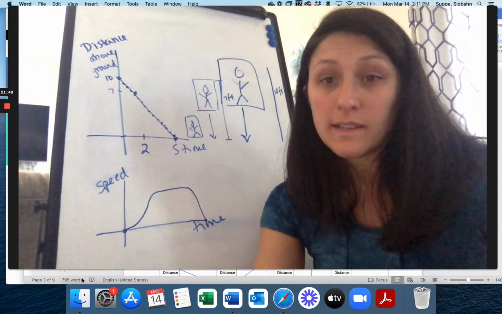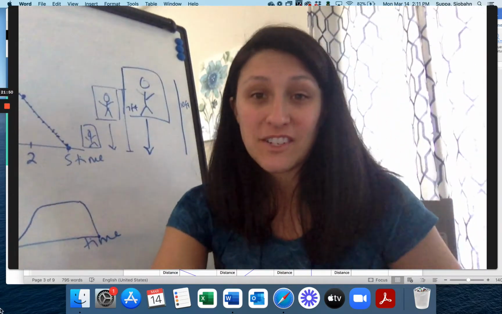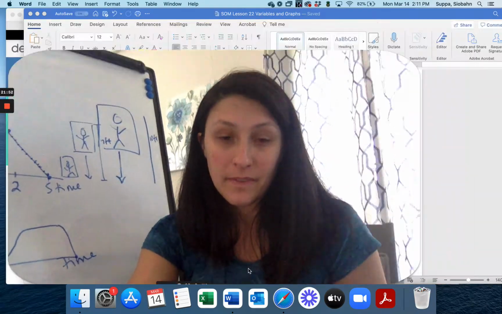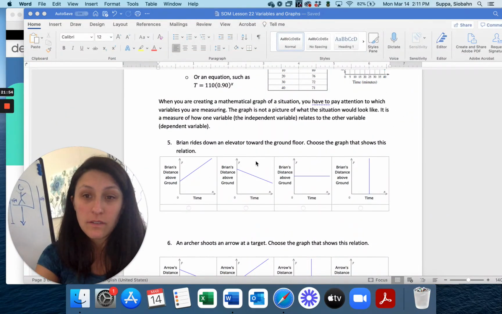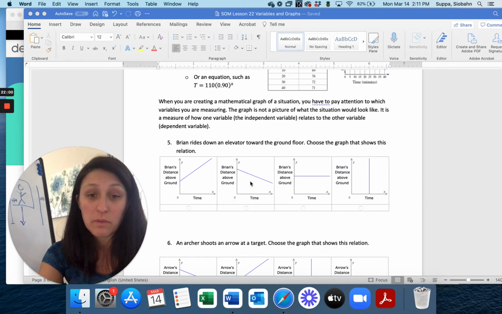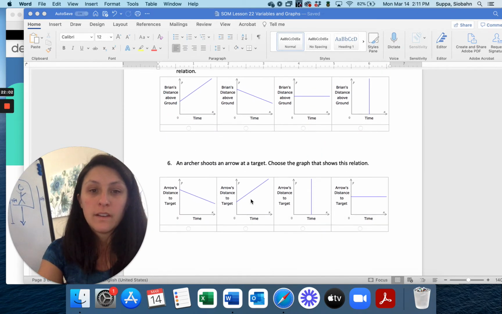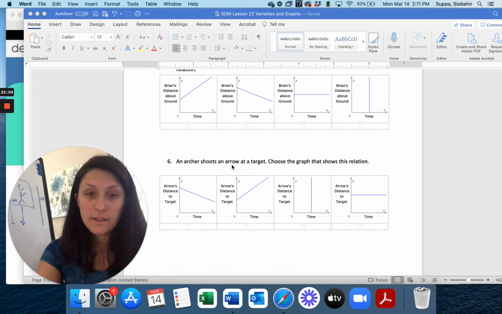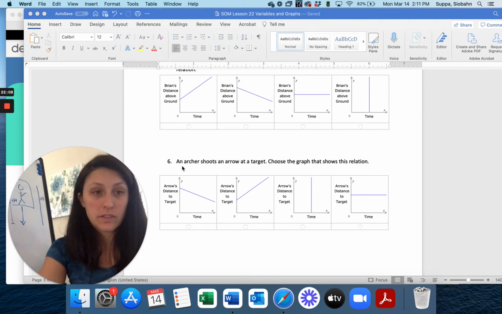Okay, so we're going to practice a problem right now to see if you can understand that concept. In other words, for the one we just did, the correct answer would be B, the second graph, if you want to call them A, B, C, and D. All right, for number 6 here. An archer shoots an arrow at a target. Choose the graph that shows this relation.